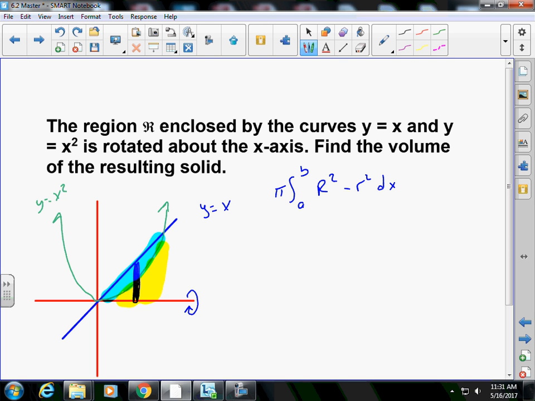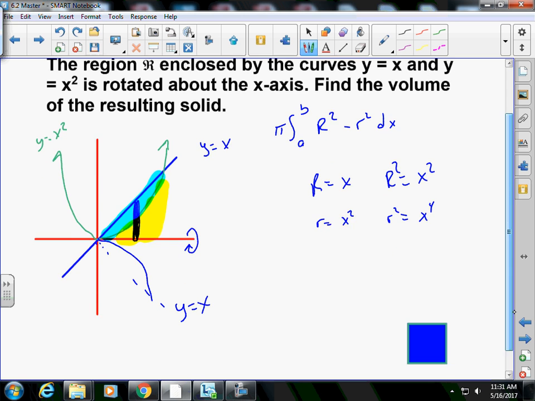So let's define everything. Well, let's start over. Big R is equal to the function y equals x, because it's the outside of that. When we rotate it around, this is still y equals x. So then big R squared gives me x squared. My inner radius is bounded by the function y equals x squared. So little r is equal to x squared. Little r squared is equal to x to the fourth.